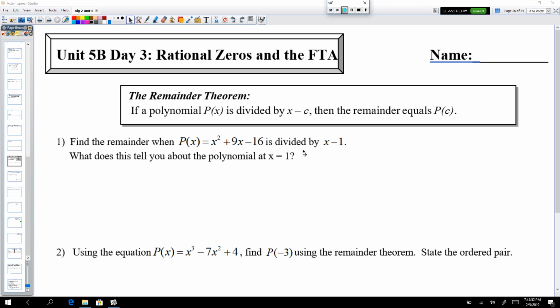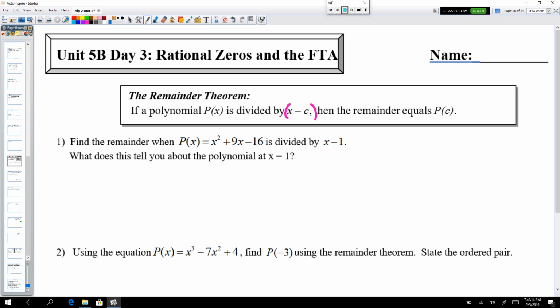The remainder theorem says if a polynomial is divided by a factor, let's call that factor x minus c, then the remainder of that division problem equals p of c, or entering c into that polynomial. Okay? And so this is fairly useful. It'll help us graph some things, and let's show you how that works out.